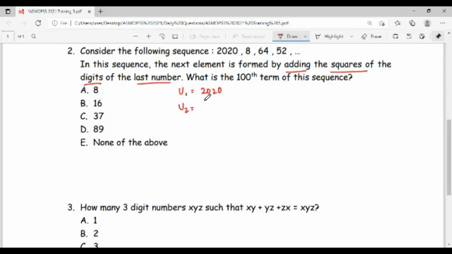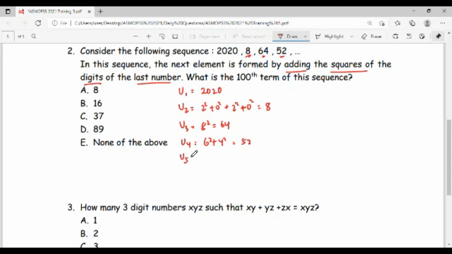So to get the second term, we have to add the squares of all the digits. So 2 squared plus 0 squared plus 2 squared plus 0 squared. So 2 squared is 4, 4 plus 0 plus 4 plus 0, that is 8. That's why the second term is 8. While the third term is the square of 8, so that is equal to 64. The fourth term is equal to 6 squared plus 4 squared. So 36 plus 16, that's 52. So that's how we obtain the third and fourth term.